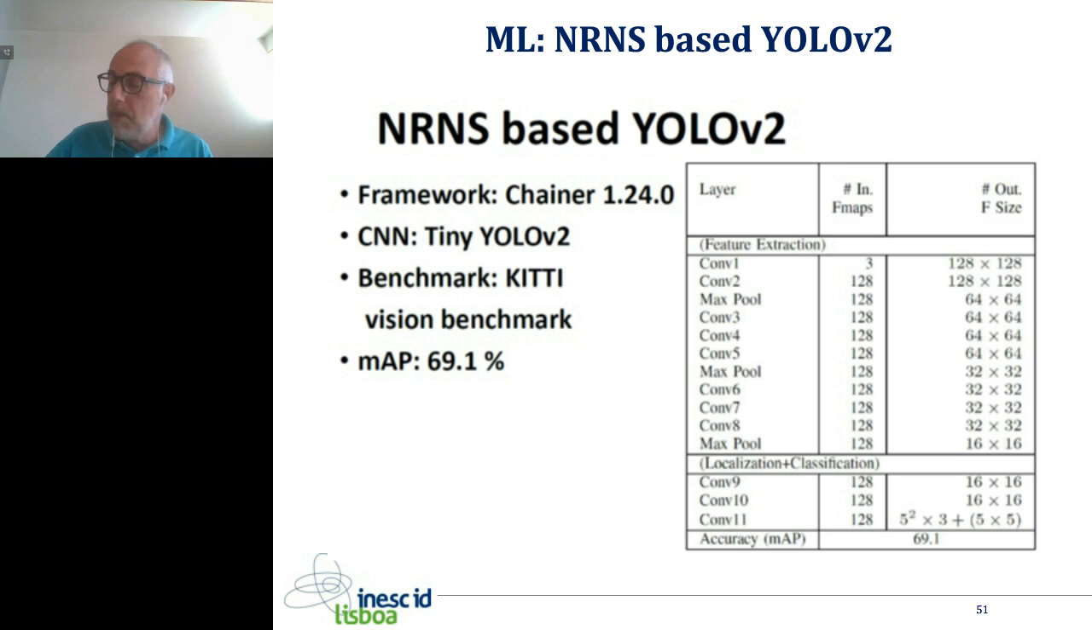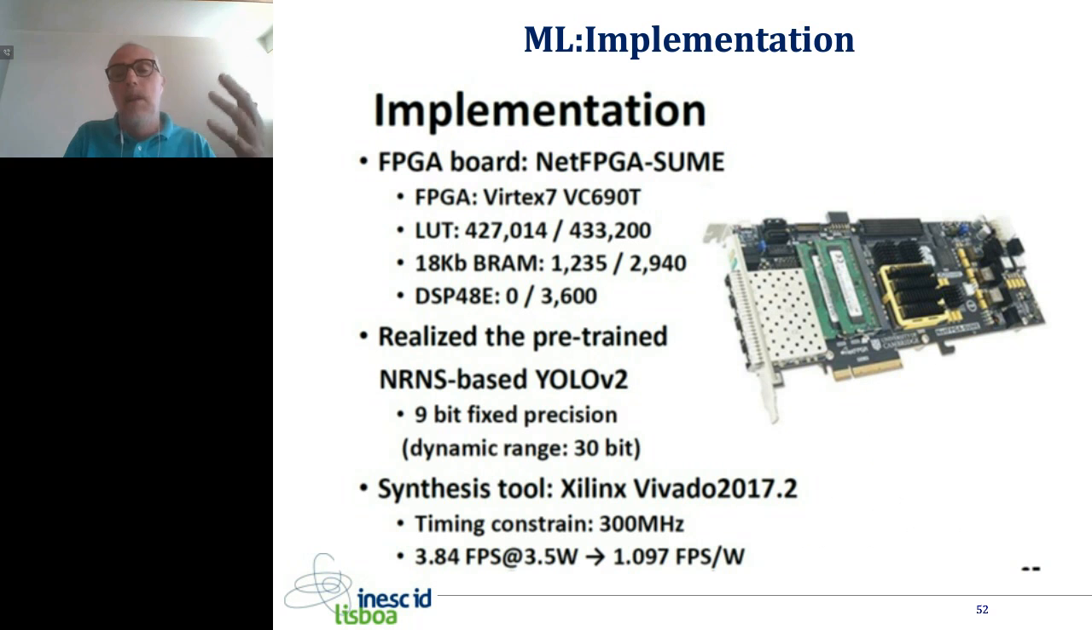We got what we call the mean average precision, so around 70% is well classified. We implemented it in FPGA, with the resources that you know for a typical FPGA, with LUTs, lookup tables, and also with DSPs, with 9-bit fixed precision, which means 3 bits per channel, with a dynamic range of 30 bits. So we achieve around 4 frames per second at 3.5 watts.